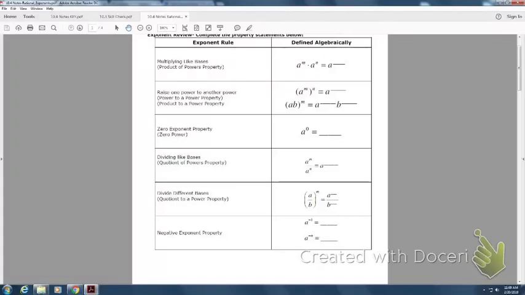Okay, so first one, whenever you're multiplying like bases, all you're going to do is add the exponents. A lot of you have done this before without even knowing. So if you do x times x, hopefully everybody knows that that's x squared because you added 1 plus 1 to get the 2.